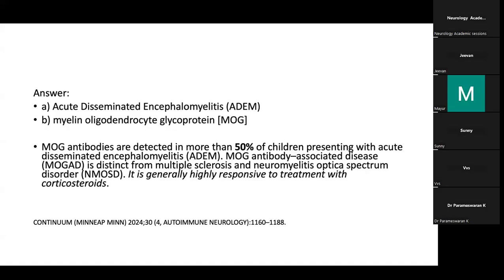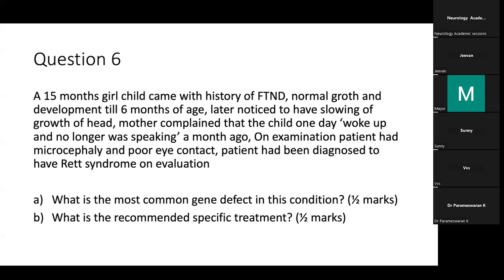Coming to question number 6, a 15-month child came with normal growth, but suddenly one day woke up and was no longer able to speak, as per the mother. Was diagnosed to have Rett syndrome. The most common gene defect of Rett syndrome and the specific treatment which was recommended were asked.